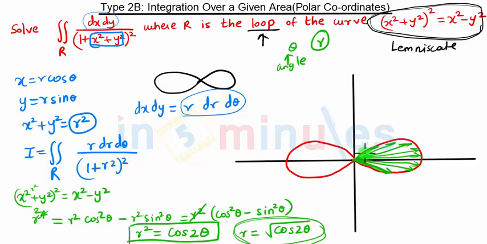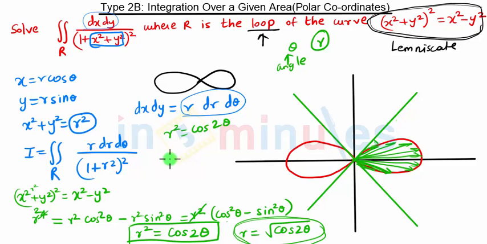So here we need two angles. This will be one angle and this will be another angle. We rotate this strip starting from this angle to this angle. What are these two angles? For that we need to consider this equation. r² is cos 2θ, then r will be plus minus root of cos 2θ. We are taking the square root.